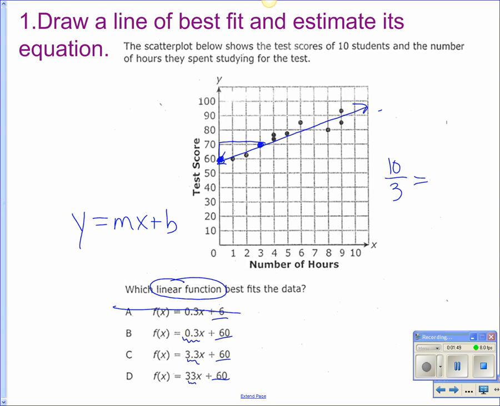Type 10 over 3 in your calculator. This is the one time that we do want a decimal because it's a multiple choice and they have decimals. So we've got 0.3, 3.3, and 33. Which one? C, 3.3.